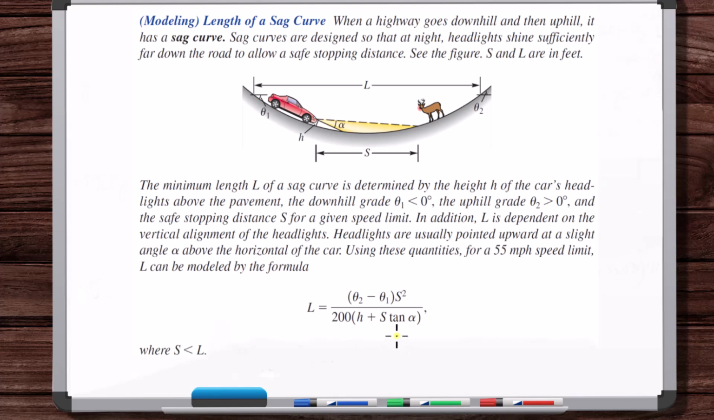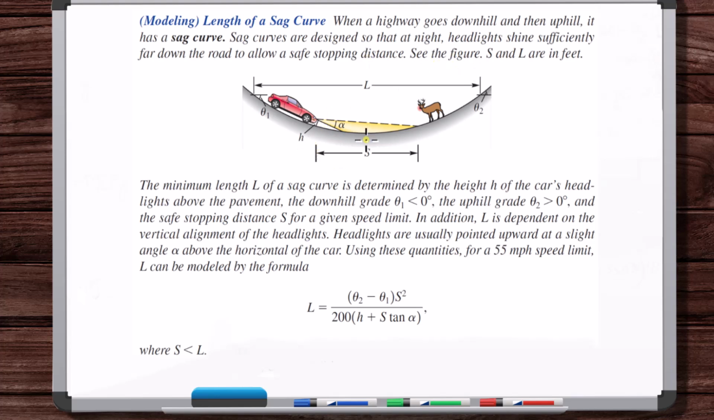We're not really illustrating how it's done numerically, but we're just going to illustrate a real-world problem where we're going to have an angle, and we just need to plug that angle into a trig function and get the value. Okay? So, modeling the length of a sag curve. When a highway goes downhill and then uphill, it has a sag curve. Sag curves are designed so that at night, headlights shine sufficiently far down the road to allow a safe stopping distance. See the figure here.